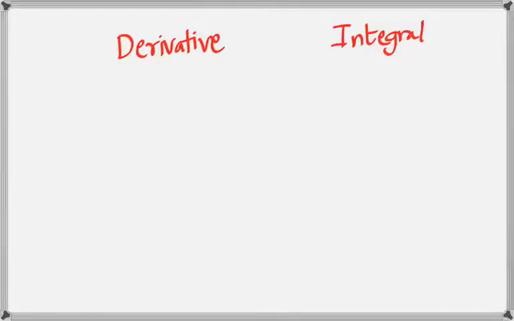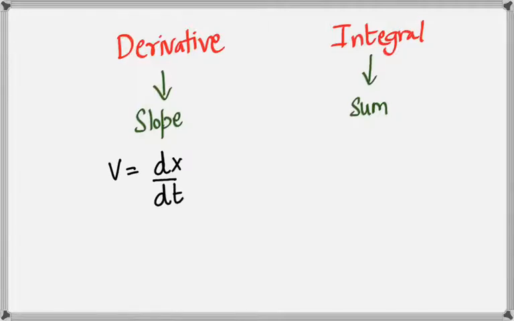Let's just summarize the differences between derivative and integral. Derivative gives us the slope, whereas integral gives us the sum or the area under the graph. So we learned that velocity is the derivative of position, whereas position is the integral of velocity. So we can see that integral is the opposite of derivative and derivative is the opposite of integral.